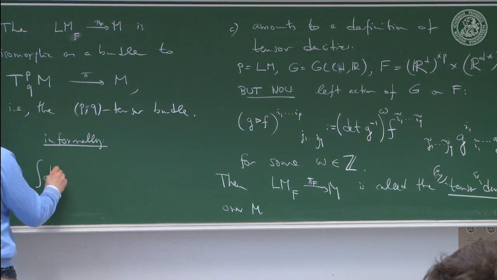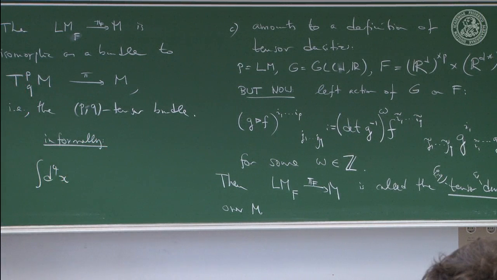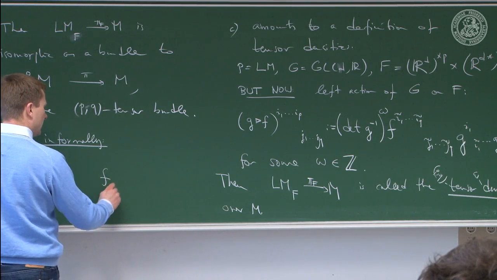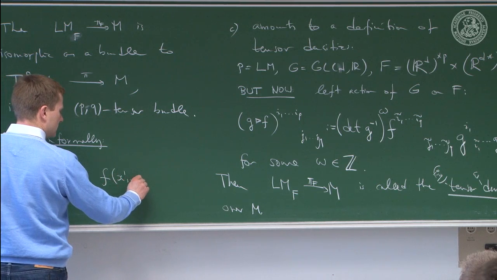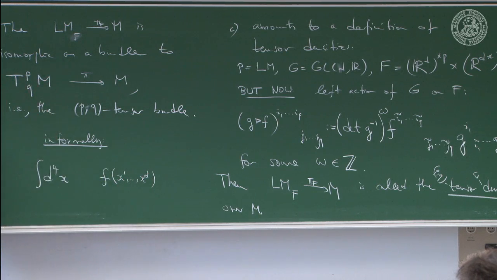If you write down an integral d to the 4x, obviously you can only do this in a chart. You have already chosen a chart, because in the manifold you don't have this. And now if you just take a function f of x1 to xd, also with respect to this chart, and you want to define the integral. So let's assume the whole manifold is covered by one chart. If it's not, we have to do a partition of unity and so on.